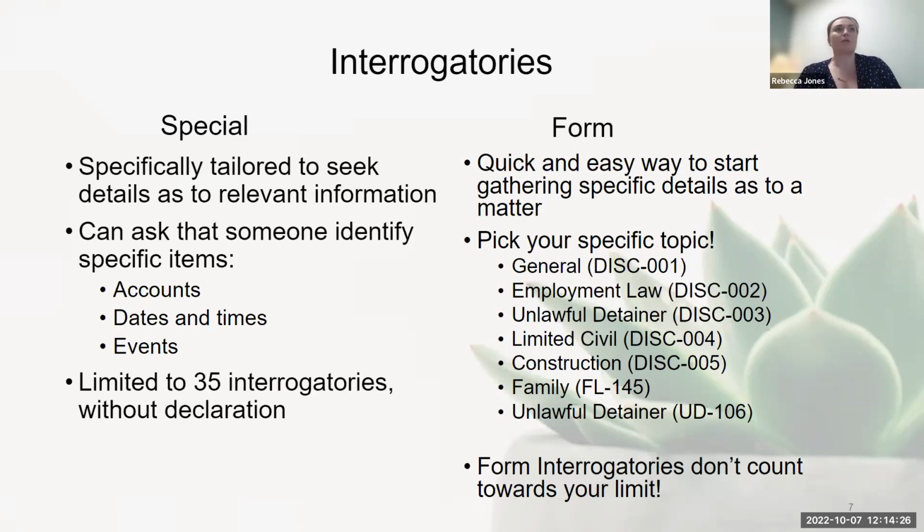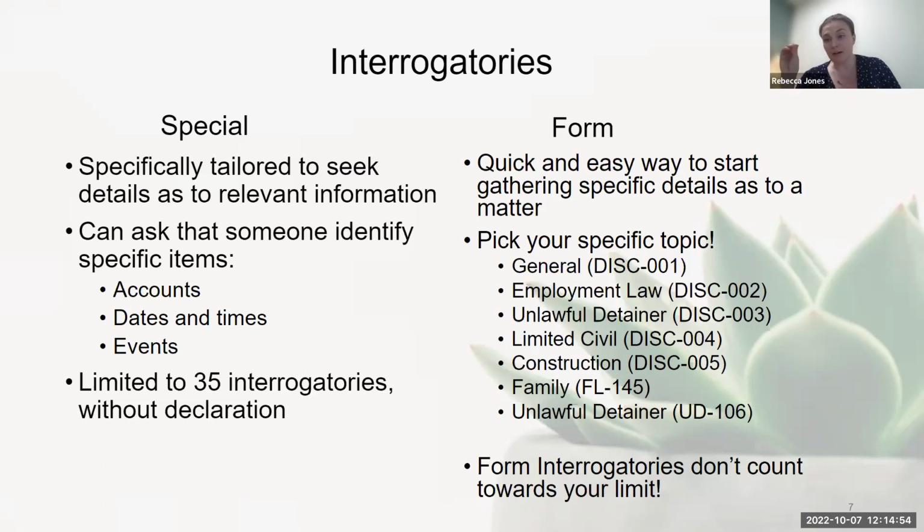As for form interrogatories, again, a quick and easy way to start gathering specific details. You can pick a topic. You have general, employment law, unlawful detainer, limited civil, construction, and family. The most broad is going to be the general. That's an 8-page document. Personally, I tend to use the family law the most, but all of these are great resources in moving forward in your case.